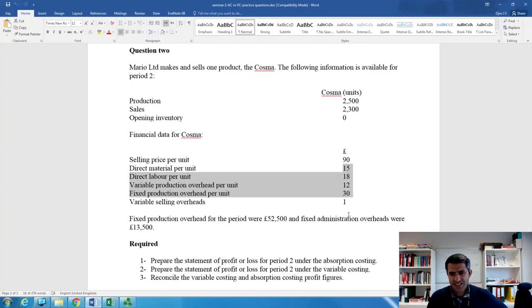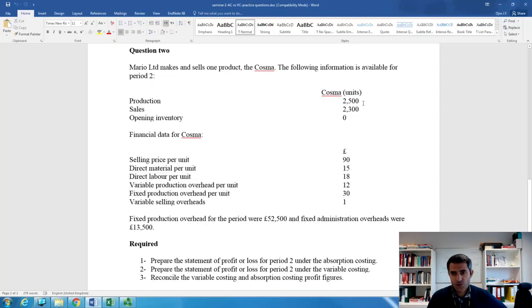So 15 plus 18 plus 12 plus 30 makes 75 pounds, right? So £75 per unit is the product cost per unit using absorption costing. Under variable costing, the product cost per unit would be the £75 minus what? Minus the fixed production overhead per unit of £30. So that's equal to £45.